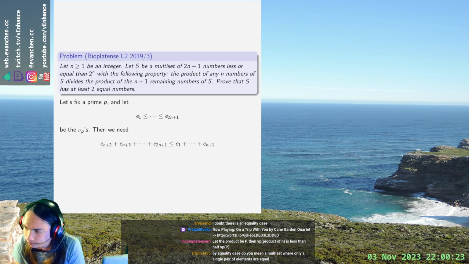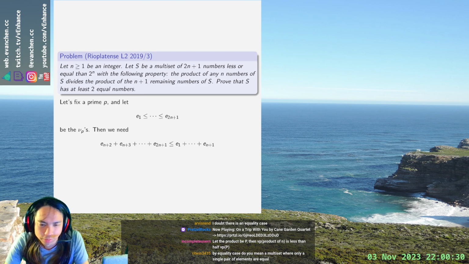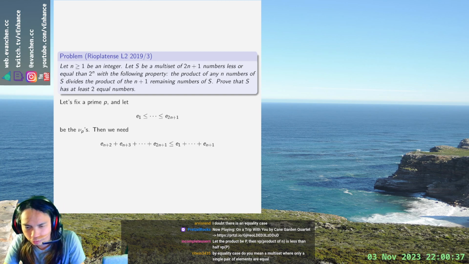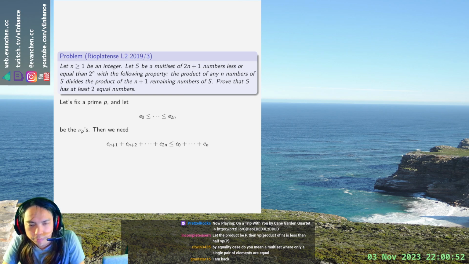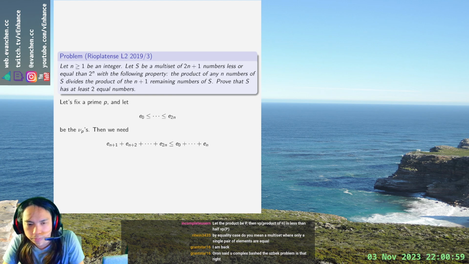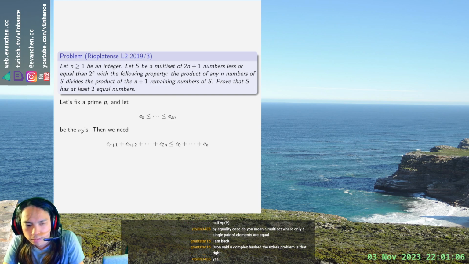Like 1, 1, 2, okay. So let's just shift everything down by... These indices are annoying me. Sorry, I'm going to change it to e_0, e_1, up to e_{2n}, because I'm going to subtract off the... Well, the number of terms on each side is not quite the same, but there's an extra e_0, so I can subtract the e_0. So it's like e_{n+1} minus e_0 plus and so on plus e_{2n} should be less than or equal to e_0 plus (e_1 minus e_0) plus (e_2 minus e_0) plus (e_n minus e_0).